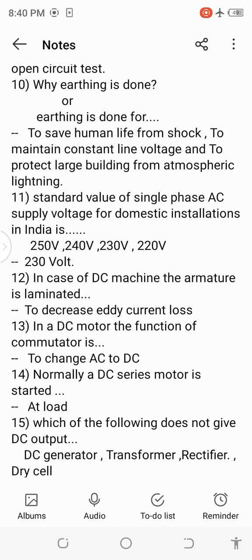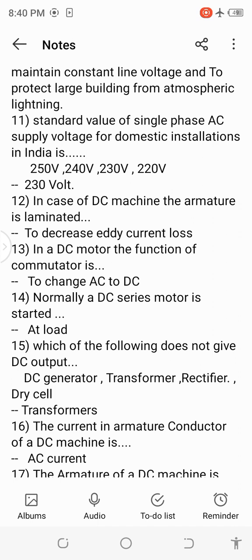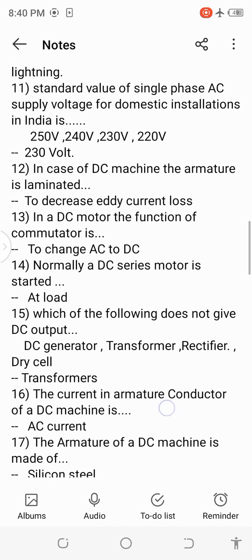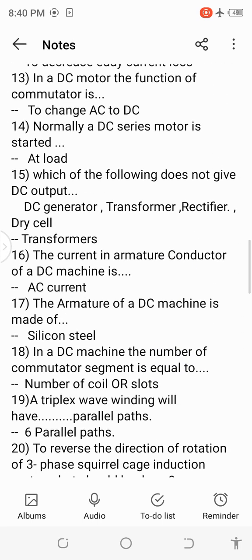13. In a DC motor, the function of commutator is to change AC to DC. 14. Normally a DC series motor is started at load. 15. Which of the following does not give DC output? DC generator, transformer, rectifier, dry cell. Transformers. 16. The current in armature conductor of a DC machine is AC current.